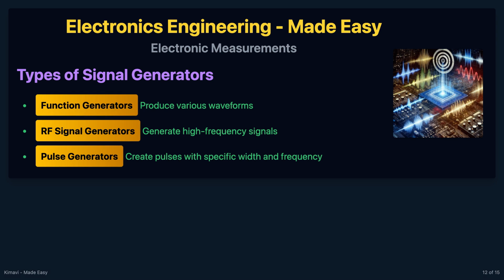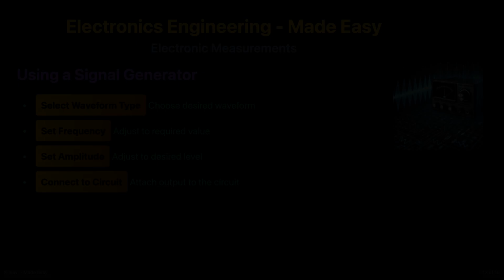Function generators produce various waveforms such as sine, square, and triangle waves. RF signal generators generate high-frequency signals for radio frequency applications. Pulse generators create pulses with specific width and frequency.